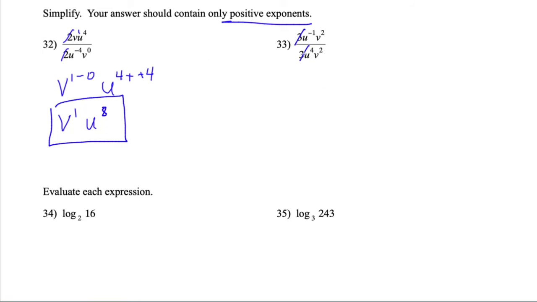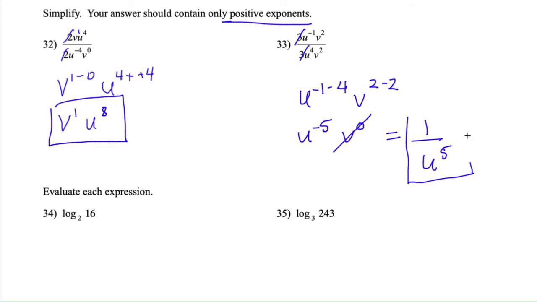Next problem. 3 on the top, 3 on the bottom. Ooh, very similar to the last one. Sometimes I'll do a 3 and a 9, and then it'll simplify to 1/3. What do I have? u to the power of negative 1, subtract 4, v to the power of 2 minus 2. This simplifies to u to the power of negative 5, but that's a problem because I need only positive exponents. This is v to the power of 0. Anything to the power of 0 is 1. That cancels out. Our answer here is 1 over u to the power of 5.